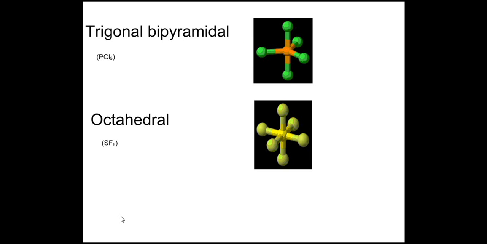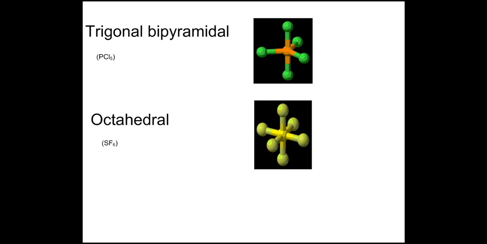The last structure we would look at today will be the octahedral structure. The octahedral structure is the SF6 structure, where in the center we have the sulfur atom, and around it we have 6 fluorines, which make up the structure as in this picture here.